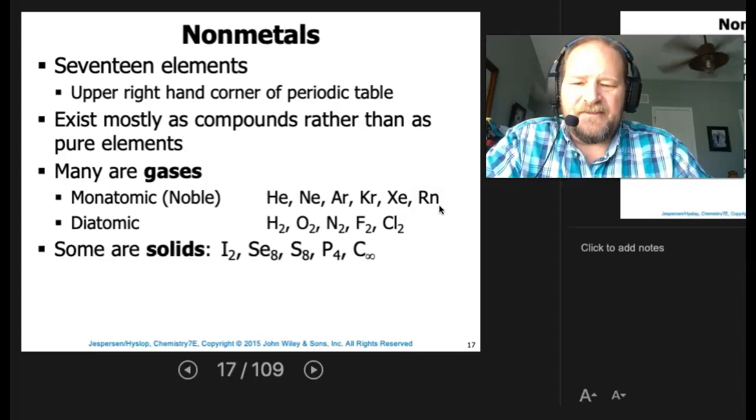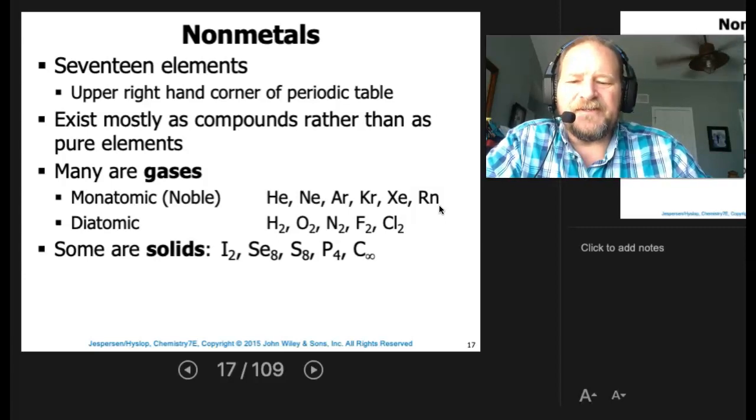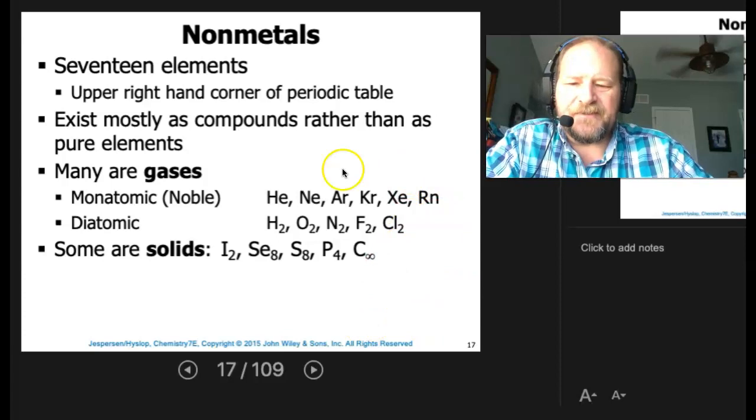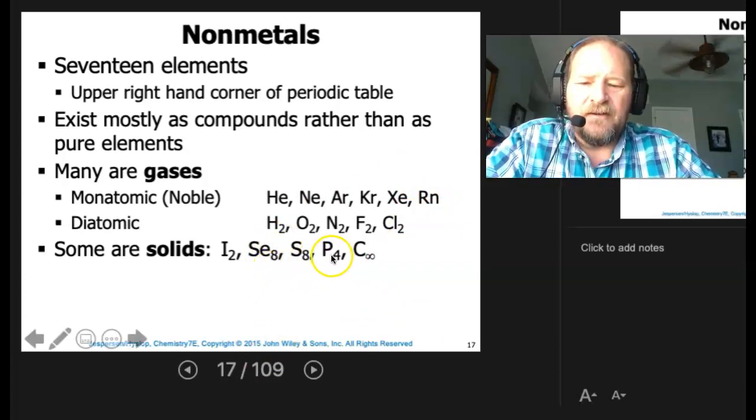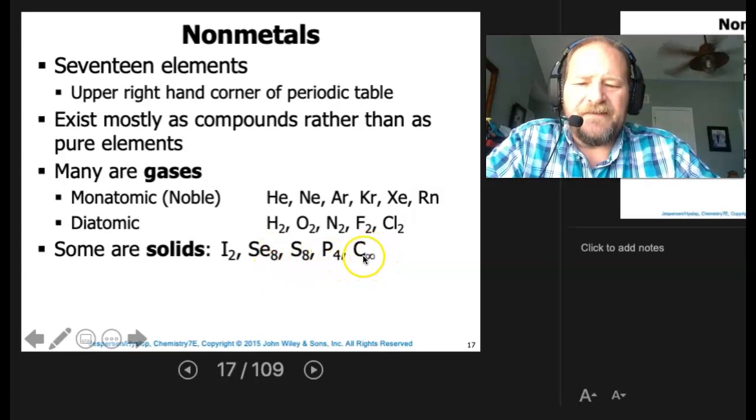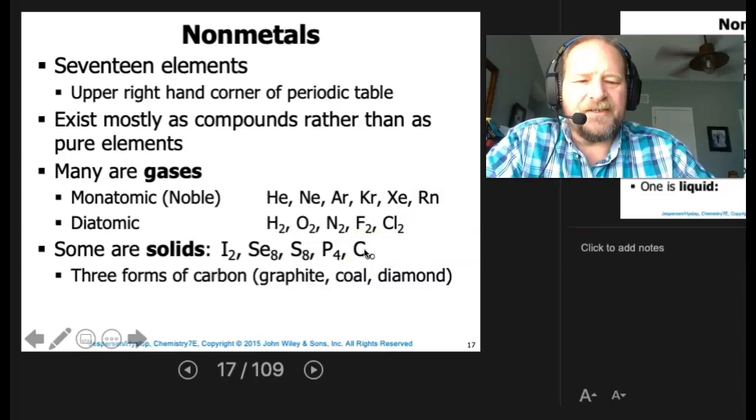Some are going to be solids like iodine, selenium, sulfur, and phosphorus. You can see they have some crazy subscripts there. Looks kind of weird. They form octahedrals, right? Carbon, that's an infinity sign, and that's because carbon actually has 3 allotropes. And hit the next button here, and you can see that we have graphite, coal, and diamond.